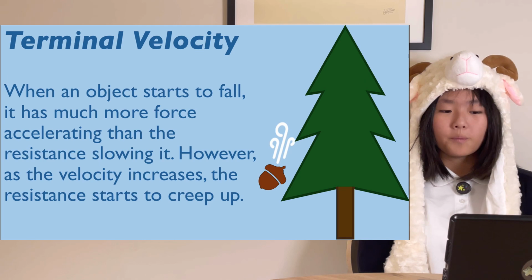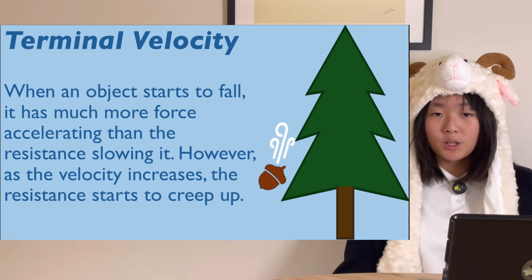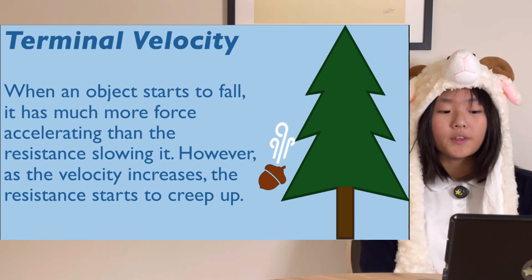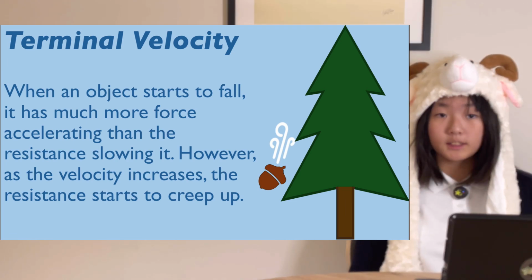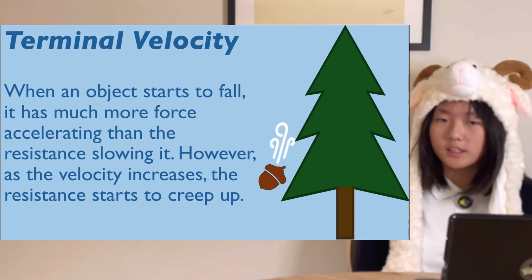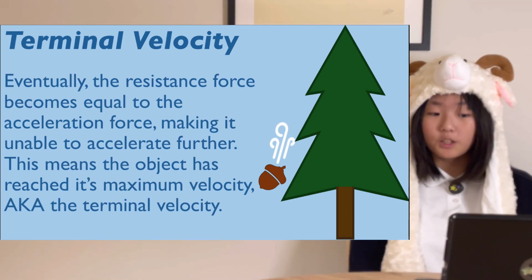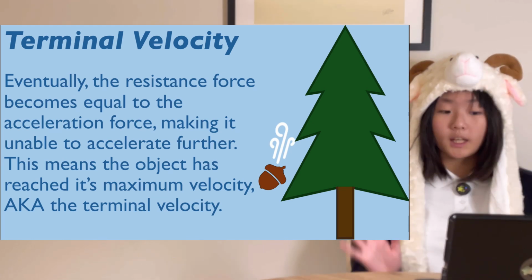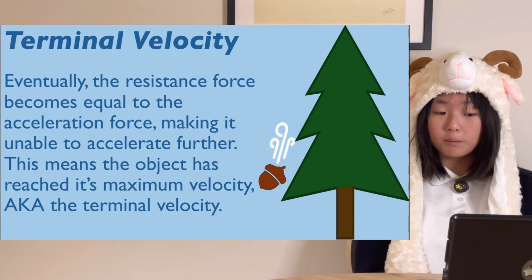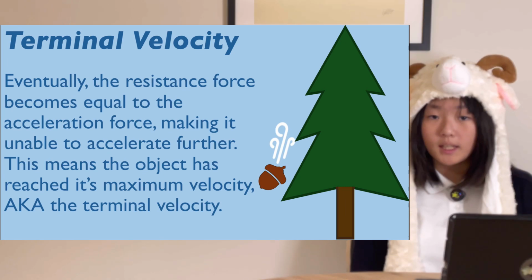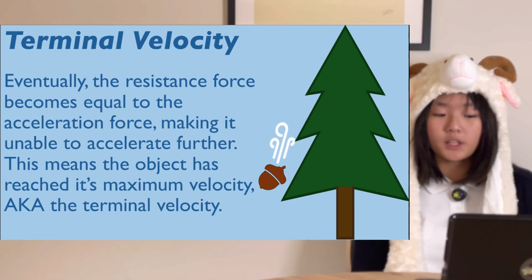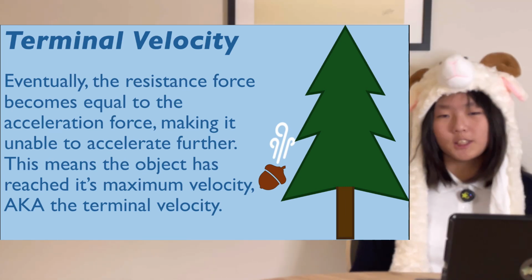Terminal velocity. When an object starts to fall, it has much more force accelerating it than the resistance slowing it. However, as the velocity increases, the resistance starts to creep up. Eventually, the resistance force becomes equal to the accelerating force, making it unable to accelerate further. This means that the object has reached its maximum velocity, also known as the terminal velocity.